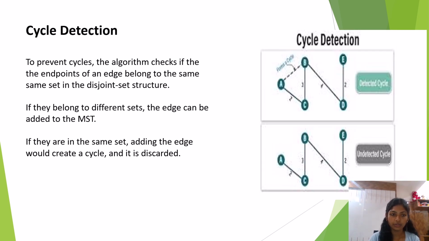Cycle detection. To prevent cycles, the algorithm checks if the endpoints of an edge belong to the same set in the disjoint set structure. If they belong to different sets, the edge can be added to the minimum spanning tree. If they are in the same set, adding the edge would create a cycle and it is discarded.